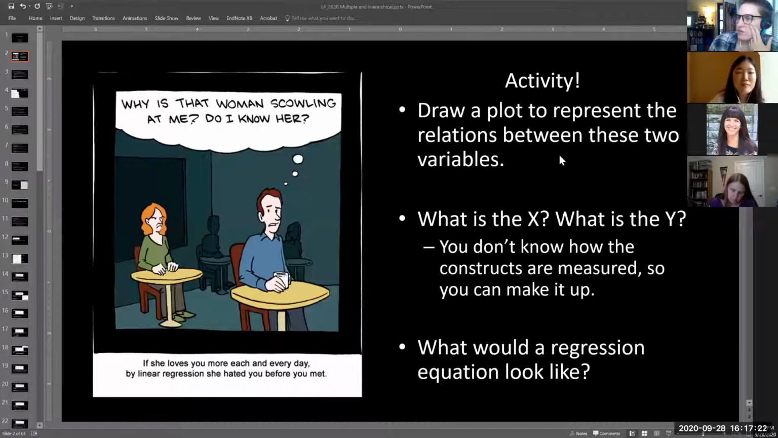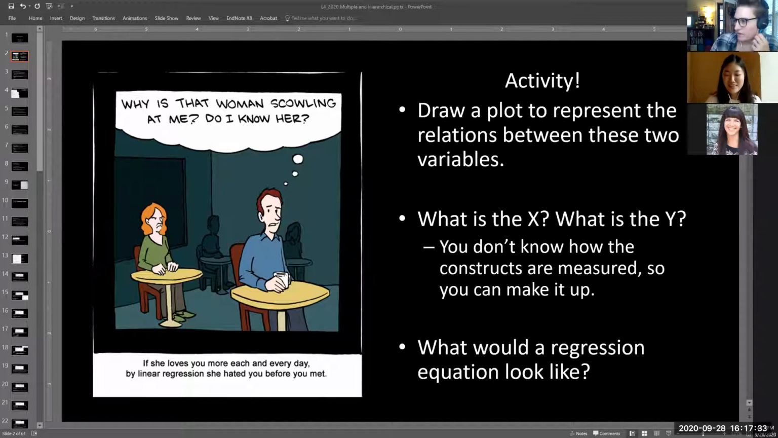Okay, so the first thing that I wanted to do is think about the relation between these two variables. So what is X and what is Y? Okay, so I draw a graph. I'm not sure if you can see this. So I just made it up. So x-axis, for me, I think x-axis will be time and y-axis will be like love or affection or anything. That's what I was thinking too.